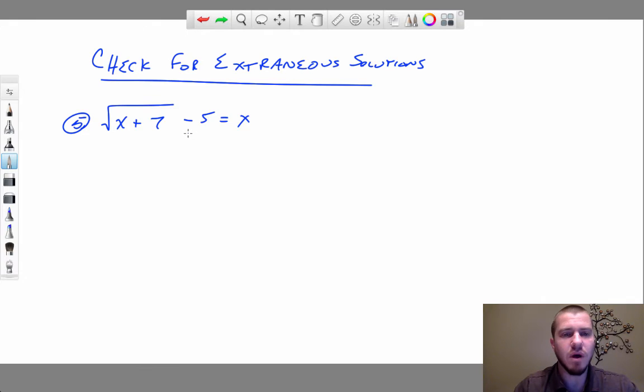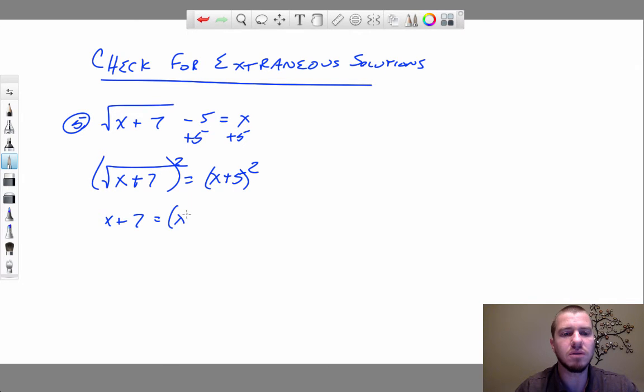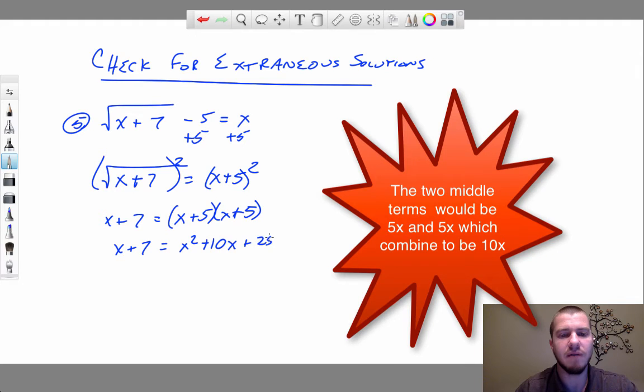So when I solve this one, I got to add 5 to both sides, and I get the square root of x plus 7 is equal to x plus 5. And when I go ahead and square both sides here, I need to square this whole binomial. And if you remember how to square a binomial, you need to multiply it by itself and write it out twice. And so I have x plus 5 times x plus 5. And when I FOIL that out, it becomes x squared plus 10x plus 25.